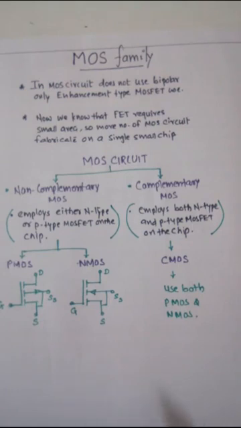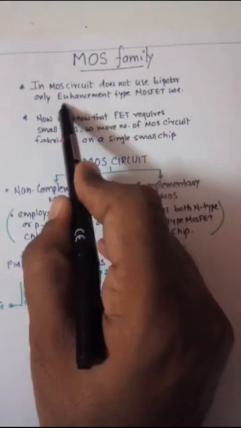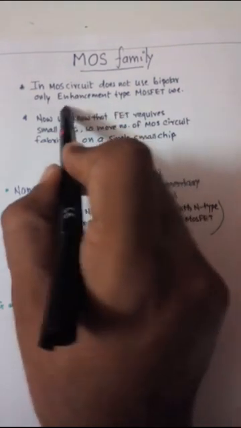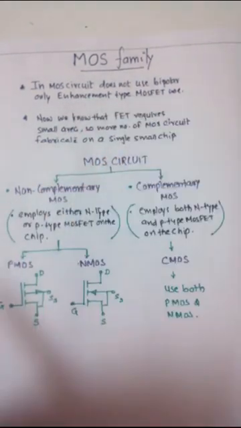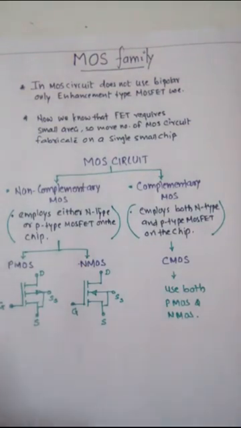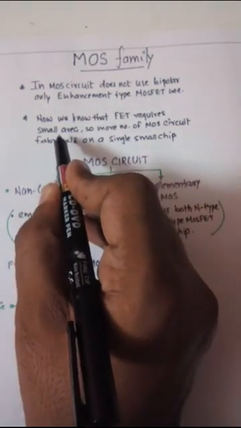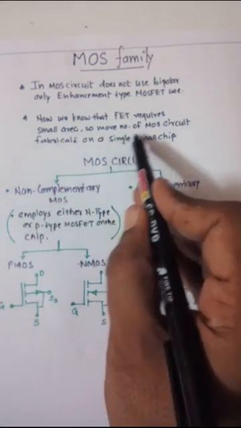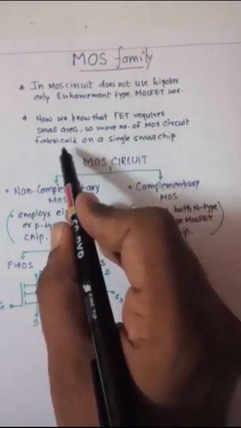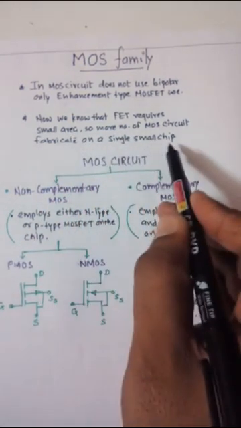So in MOS circuits we do not use bipolar transistors. Here we are using enhancement mode type MOSFET. Now we know that a FET requires very small area when fabricated or designed on a chip, so more circuits can be fabricated on a single small chip.